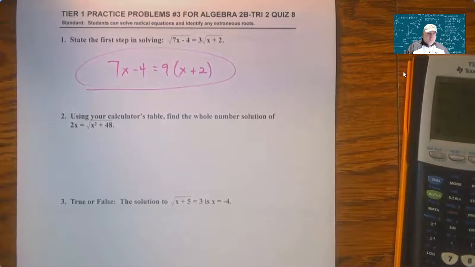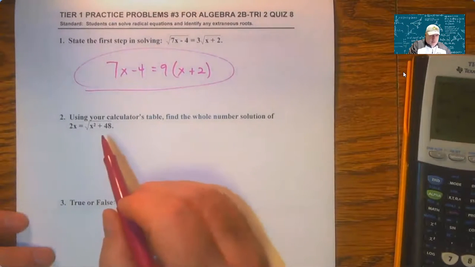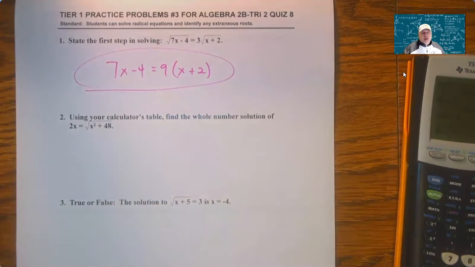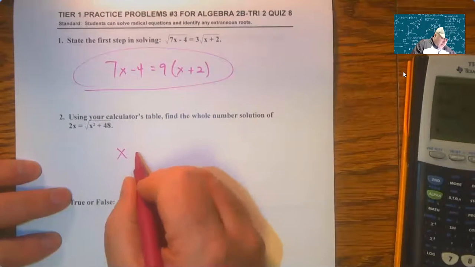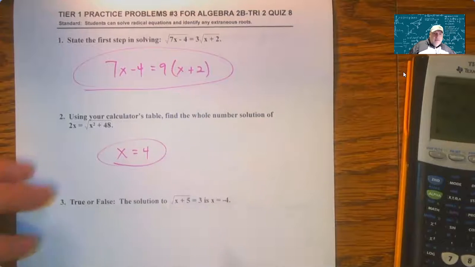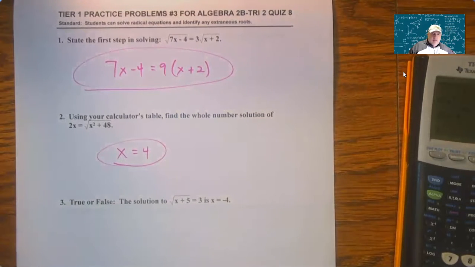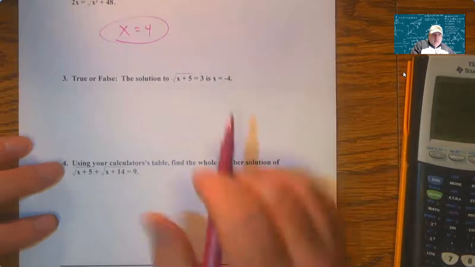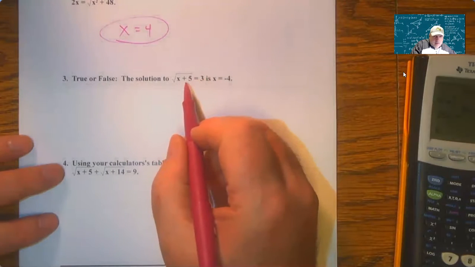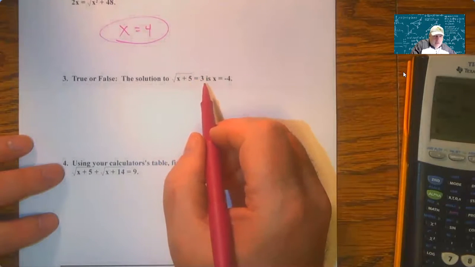So I showed this in practice quiz 1. You want to take everything to one side and just make sure you have the x squared plus 48 in parentheses to the 1/2 power and then minus 2x. And you will only see it at 4. So whole number means positive and then integer. True or false, the solution to this is -4. So that makes the square root of 1. Does that equal 3? No.